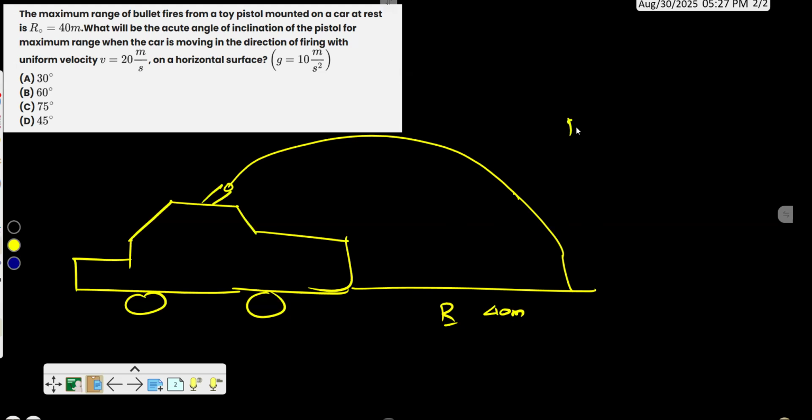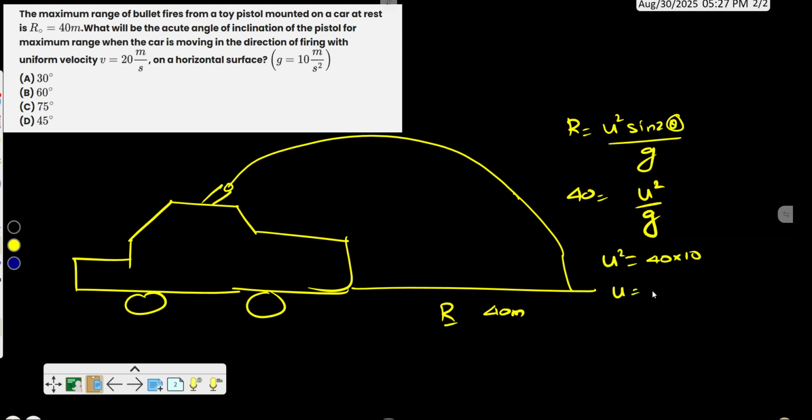So let us take range is equals to u square sine 2 theta by g. So range is 40. If at all you want maximum range, theta should be 45 degrees, sine 2 theta, that would be sine theta. So u square by g is my 40 meters. Now with this, I can find out the initial velocity of that bullet. U square is equals to 40 into 10. U is equals to under root of 400. That is 20 meters per second. This is the velocity with which the body was projected.